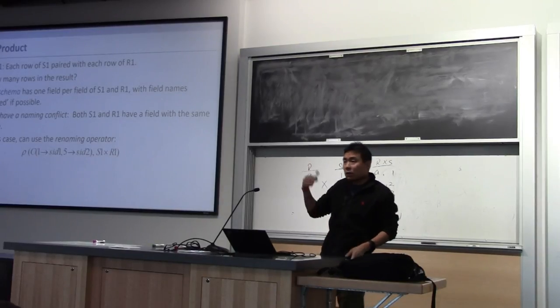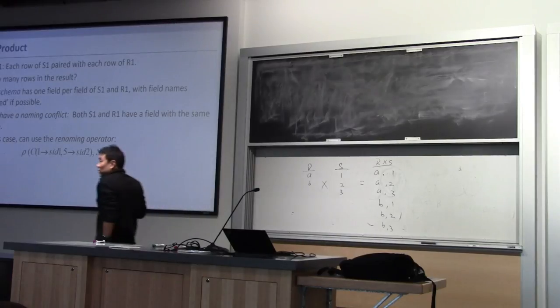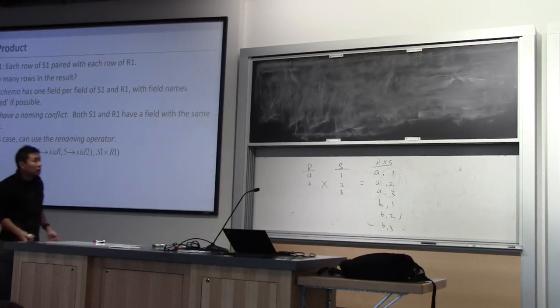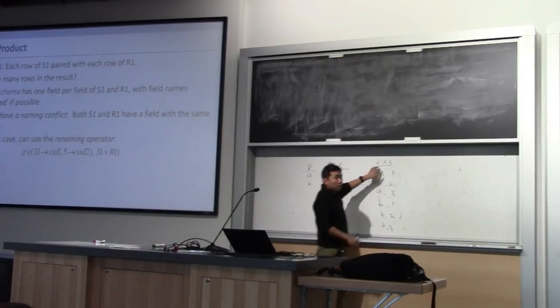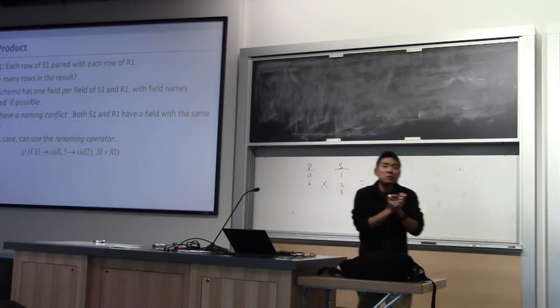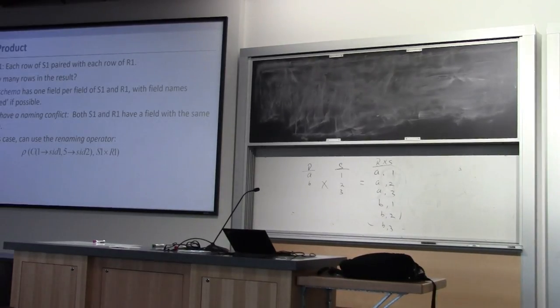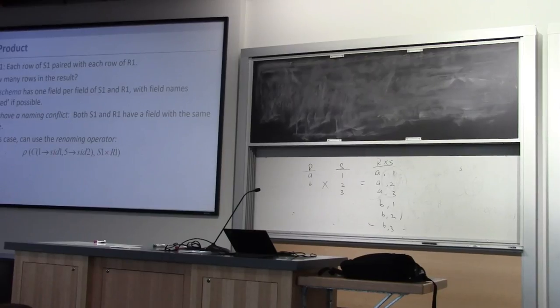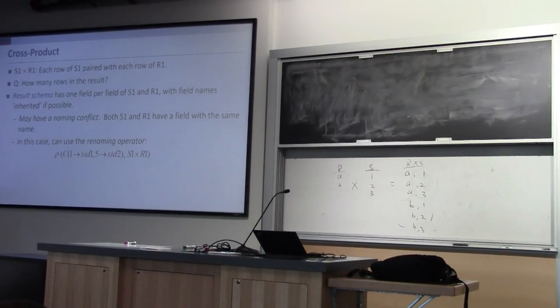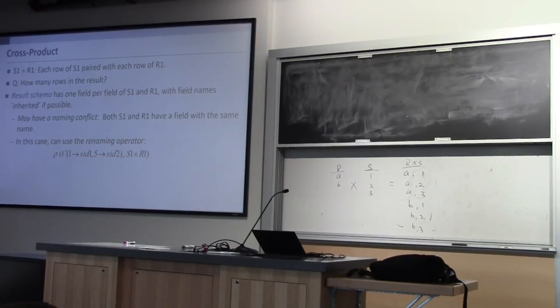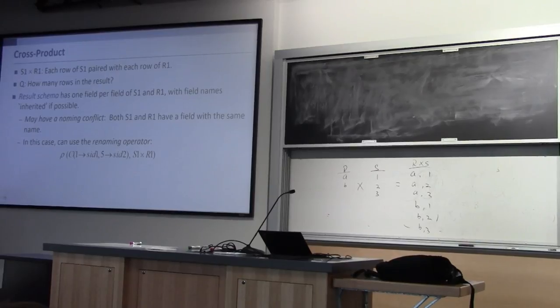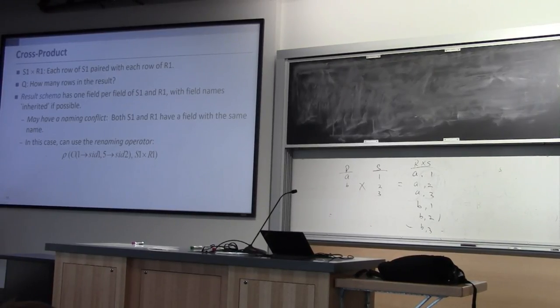In the definition of cross product, if you look at the output, you may have duplicate attribute names. For example, if you cross product sailors with reserve, you have two sailor ID columns, one from the sailors table and one from the reserve table. If you do nothing about it, you end up with a schema with ambiguity. When I say sailors cross reserve dot SID, which SID are you talking about? You see the challenge?